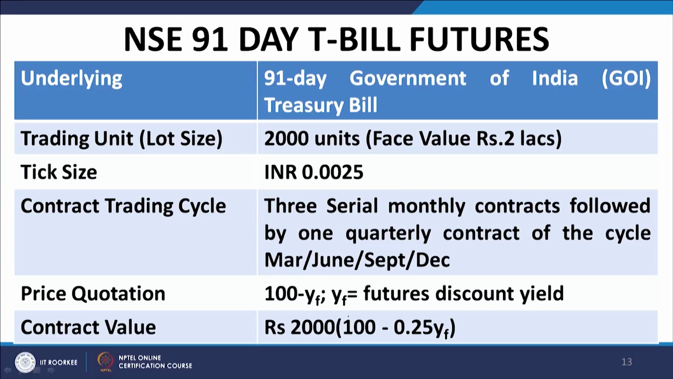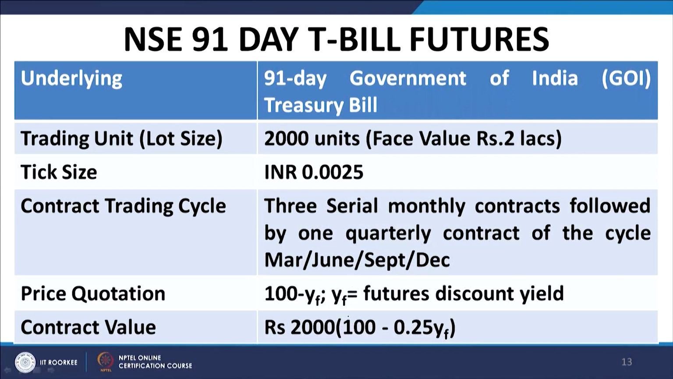Price quotation, now this is interesting. The method of quoting of the price is similar to what we have for the treasury bills, which is the underlying instrument. It is given by 100 minus YF, where YF is the futures discount yield, not the discount yield on the underlying instrument, but the discount yield on the futures contract. I will come back to it in a minute, but price quotation is given by 100 minus YF, where YF is the futures discount yield worked out on the basis of the futures contract, not on the basis of the spot, the underlying T bill.